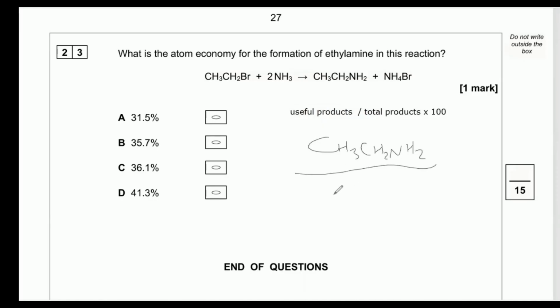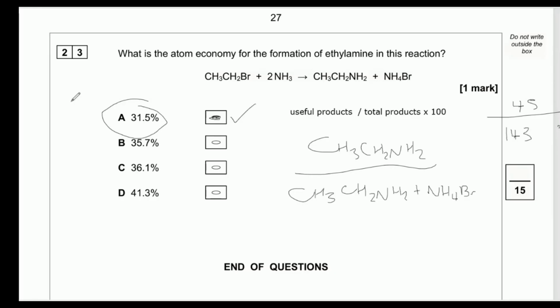So useful products over the total products. We want to do ethylamine over ethylamine plus ammonium bromide. If you add up all those numbers, CH3 is 15, CH2 is 14, nitrogen's 14, H2. So that is going to be 45, and then we're going to do that over that plus the N is 14, H4 plus bromine, 143. 45 over 143 times 100. What do we get? I think we're going to get 31.5%, roughly, once you round it up.